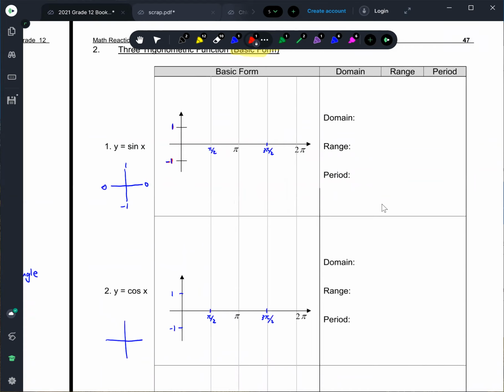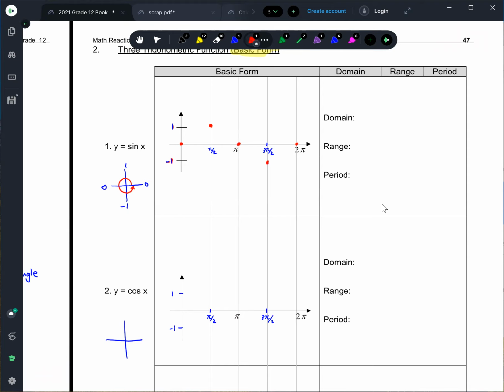Right, so let's go over sine. Sine, we just did it. So just go ahead. We start with 0, 0. Pi over 2 is 1. Pi back to 0. 3 pi over 2 down to -1. 2 pi back to 0. You just follow the x and y axis, make a full circle.